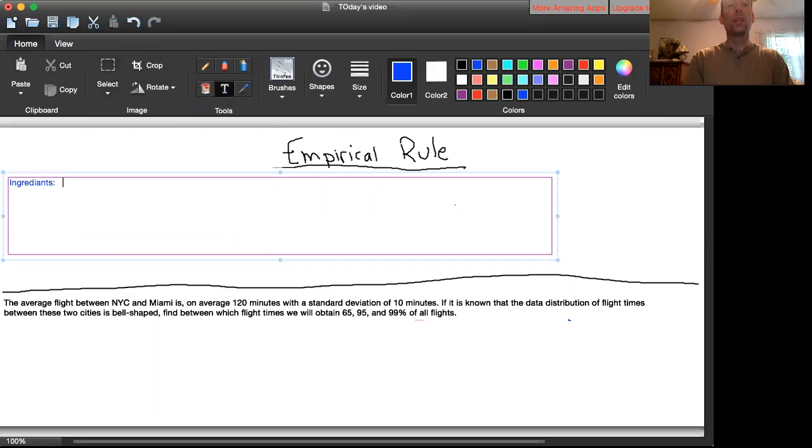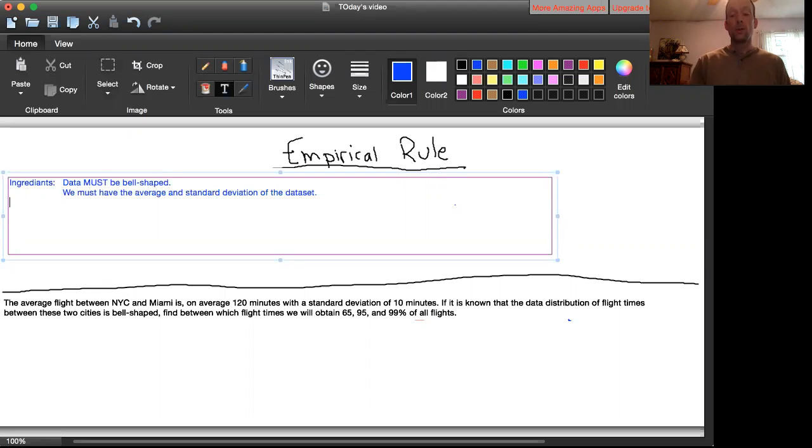The very first thing that we have to know is, again, the data must be bell-shaped. Data must, this is a big must, be bell-shaped. If it's bell-shaped, we can use the empirical rule. The only other thing we have to know is, just like Chebyshev, what's the average and standard deviation of the data set? So we must have the average and standard deviation of the data set. Okay.